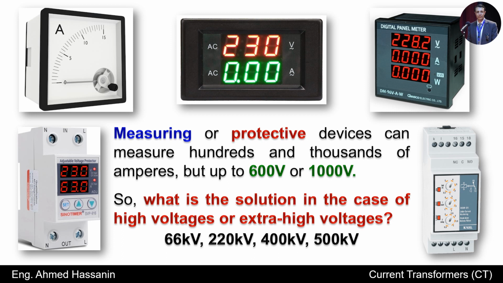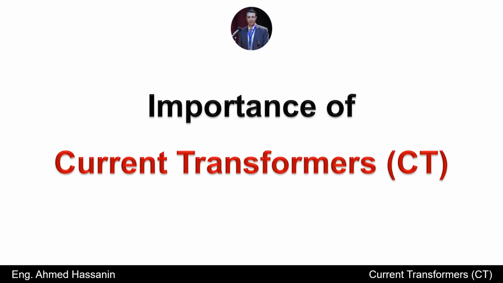So, what is the solution to use the ammeter device in our case of a power transformer? In general, what is the solution to use any measuring or protective devices in the case of high voltage or extra high voltage? Like 66 kilovolts, 220 kilovolts, 400 kilovolts, or 500 kilovolts. From here, I start to explain my course and talk about the importance of using current transformers in the electrical power system.